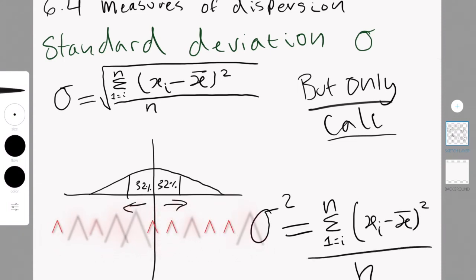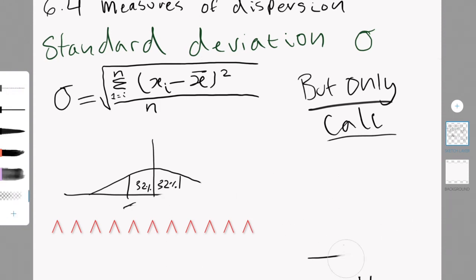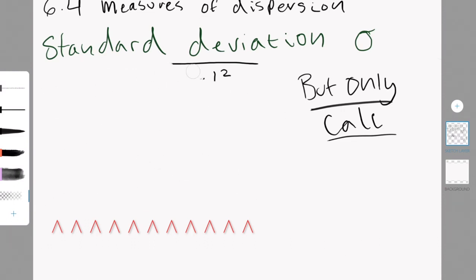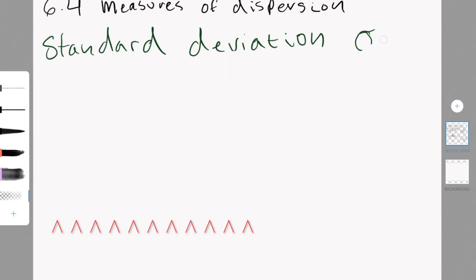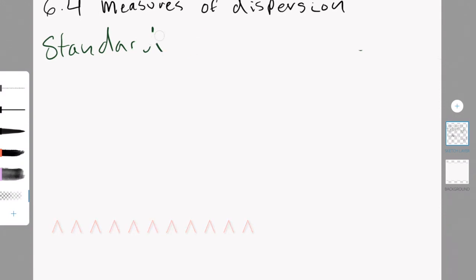Where the data is, and these are like the 32% above, 32% below. And you can see how dispersed or spread the data is. A low standard deviation shows that data points tend to be closer. So if it's a really high standard deviation, that's usually not the best thing.